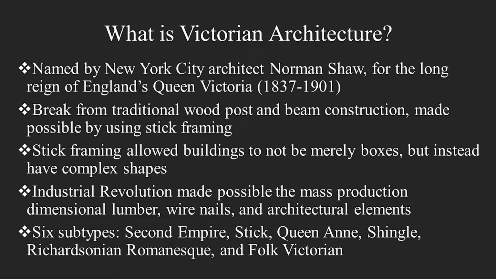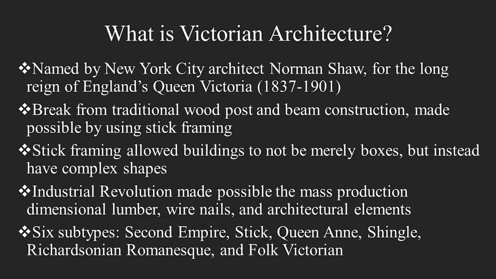So Queen Anne Victorian architecture was a break from earlier Romantic architecture. Victorian architecture was largely based on the evolution of the Industrial Revolution. So traditional wood post and beam framing was being replaced by stick framing. That's what we consider today relatively conventional dimensional lumber framing. Stick framing allowed buildings to be not merely boxes, but instead have complex shapes, things like towers and bay windows, which we are going to see a lot of in this presentation.